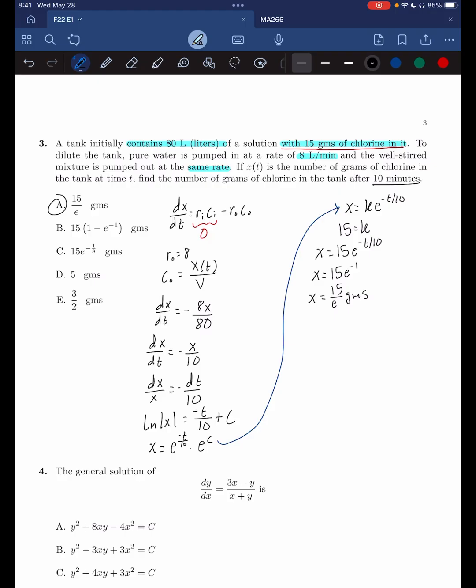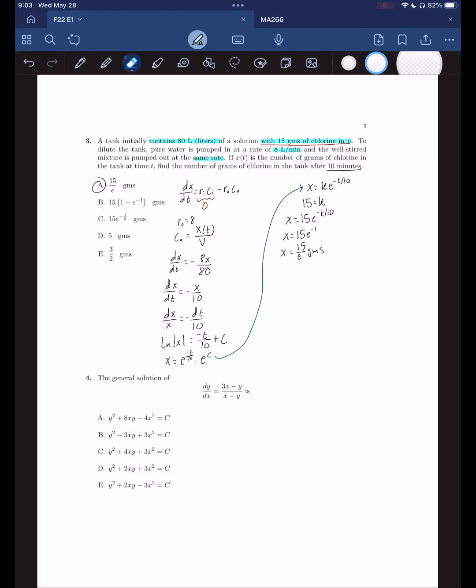I would definitely take time to become familiarized with these kinds of questions. I would recommend doing a kind of question such that this rate in times concentration in doesn't go to 0, because a lot of the time it actually won't go to 0. And you will most probably definitely see this on exam 1.